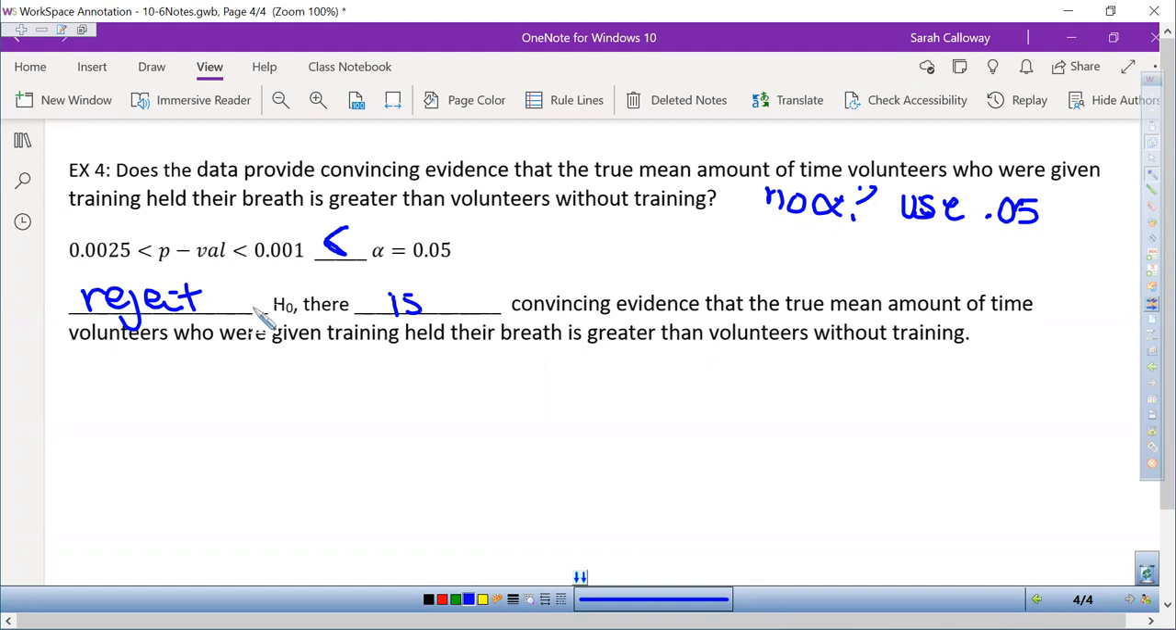Okay, so if I were to have gotten a value that was greater than alpha, then I would fail to reject the null, which would mean that there is not convincing evidence the true mean is greater for those that were given the training. So remember that these two things are opposite. Reject is negative. There is convincing evidence is positive. So if I were to switch it, fail to reject is positive, is not is negative. Okay, so that's all for testing a claim about a difference in means.